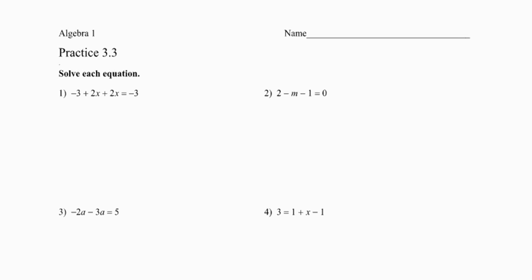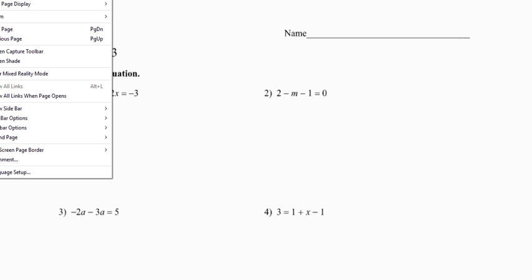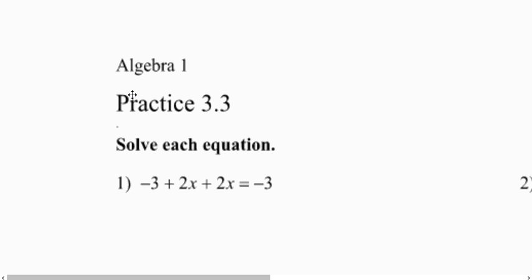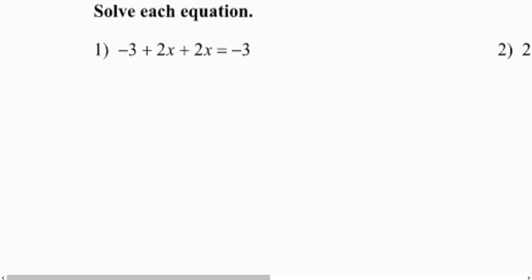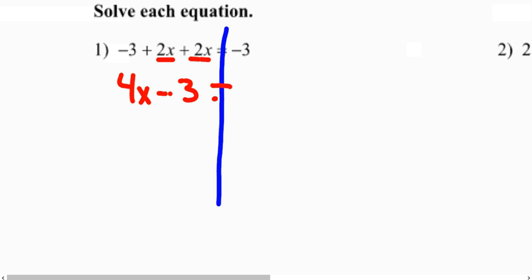All right, so we're going to do a little bit of an extended warm-up, just so we can review combining like terms. So here we go. Find your equal sign and draw a line. Looking on the left side of my equation, I can see that I have some like terms that I can put together, so that's going to give me 4x minus 3 equals negative 3.